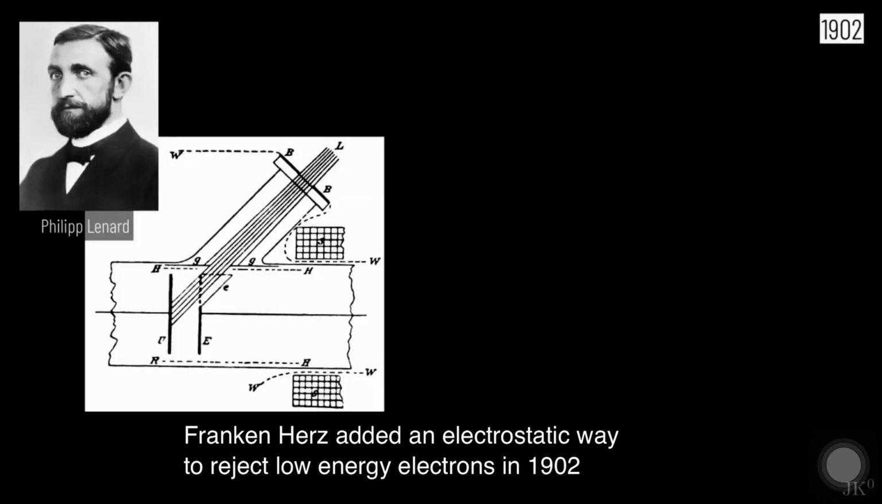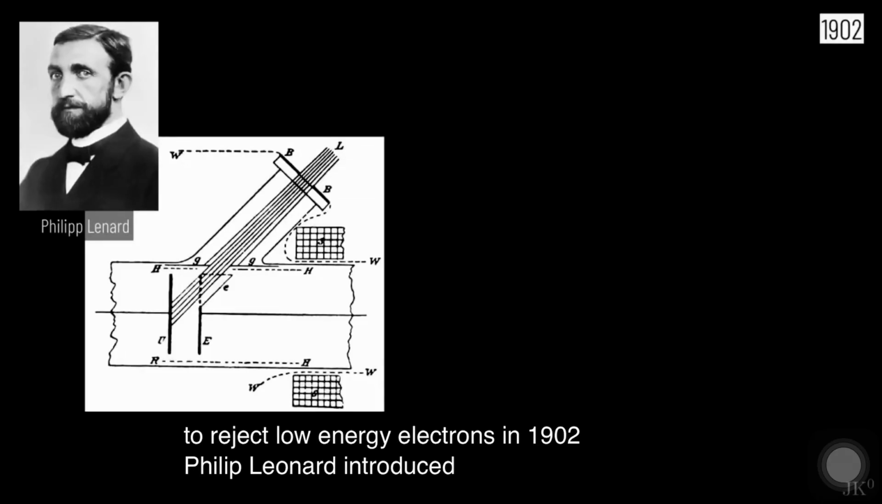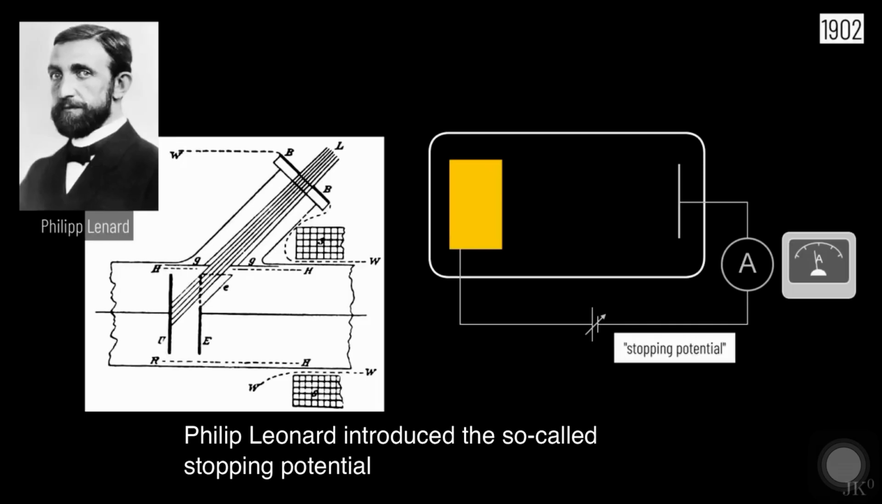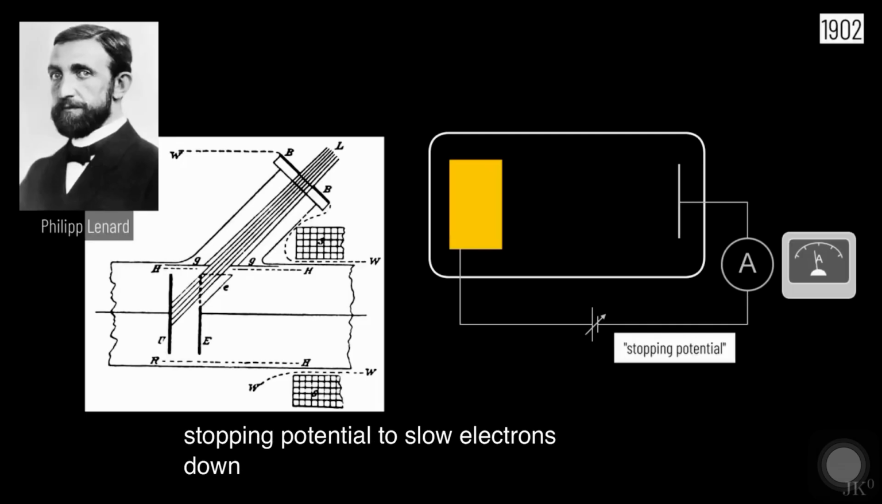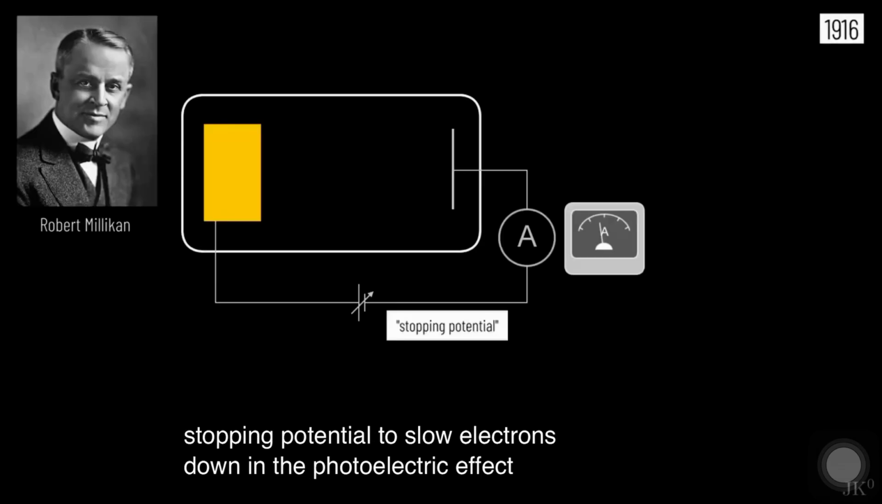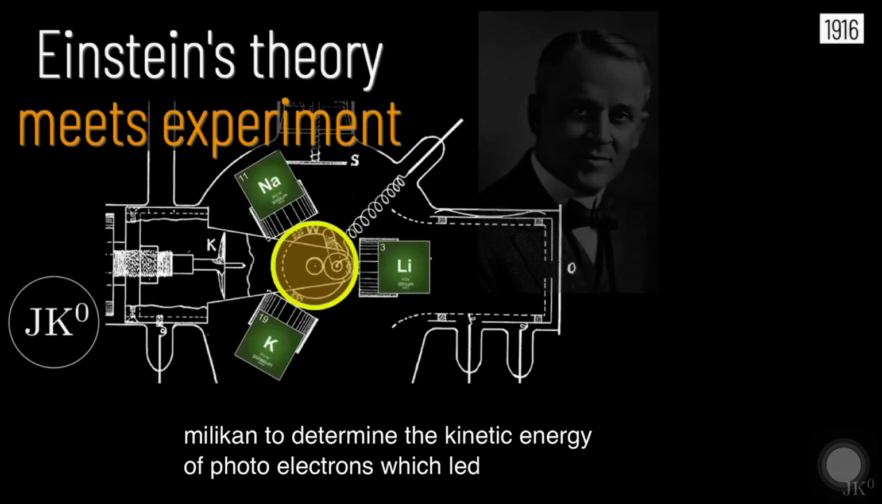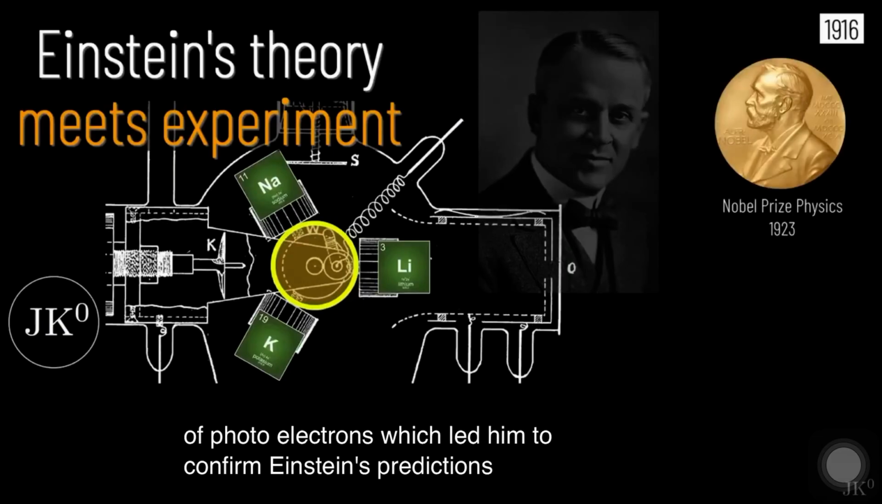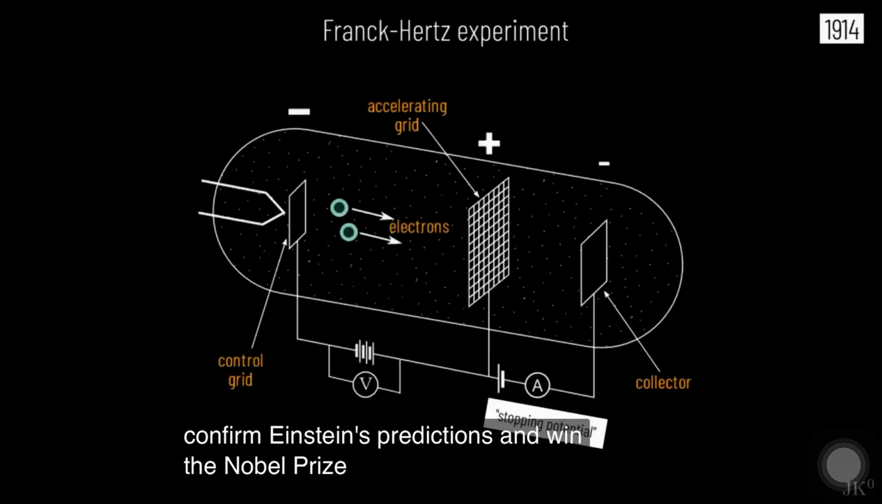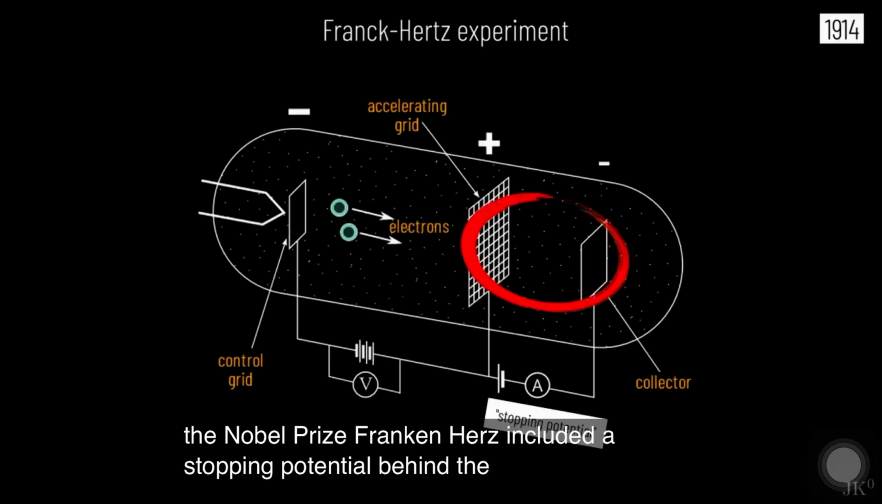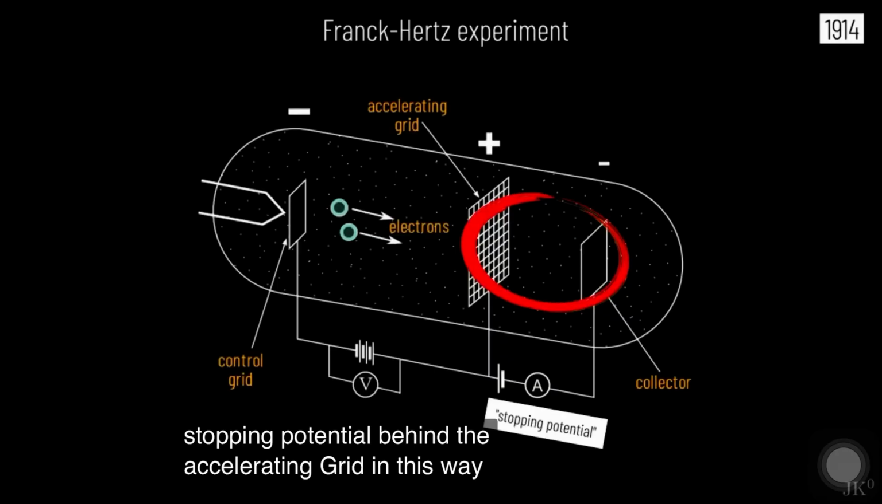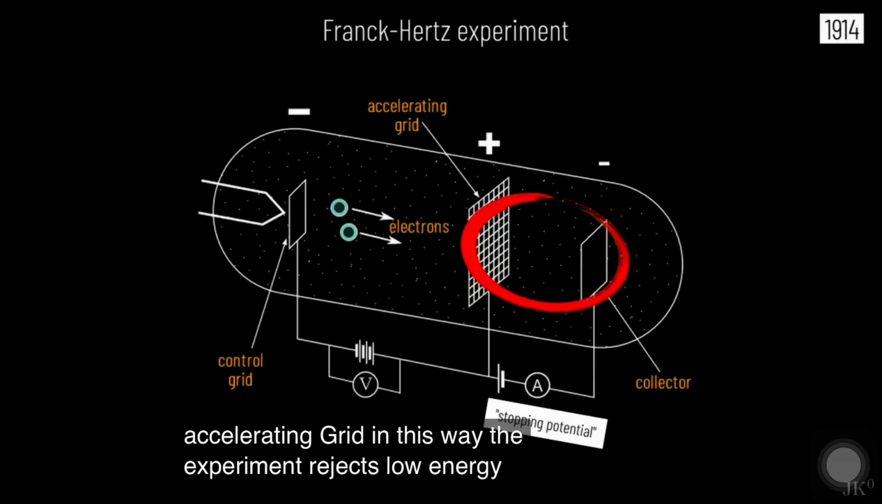In 1902, Philipp Lenard introduced the so-called stopping potential to slow electrons down in the photoelectric effect. The same idea was later used by Robert Millikan to determine the kinetic energy of photoelectrons, which led him to confirm Einstein's predictions and win the Nobel Prize. Frank and Hertz included a stopping potential behind the accelerating grid. In this way, the experiment rejects low-energy electrons.